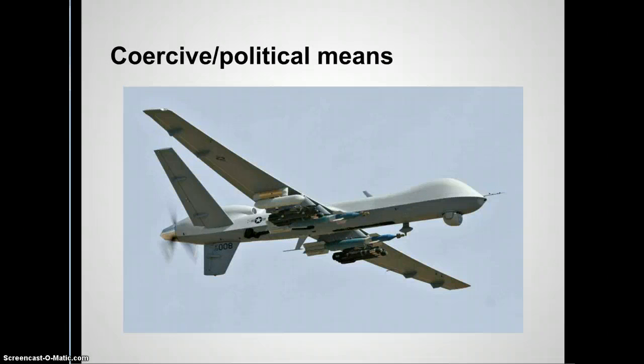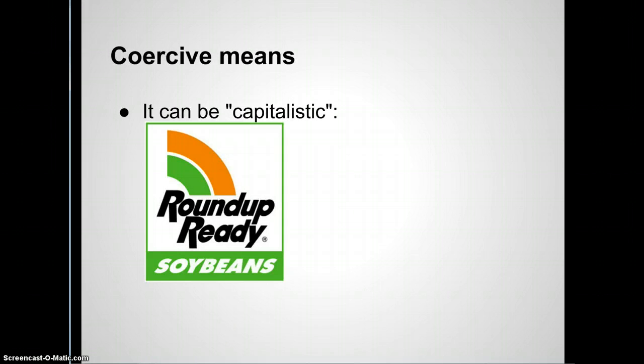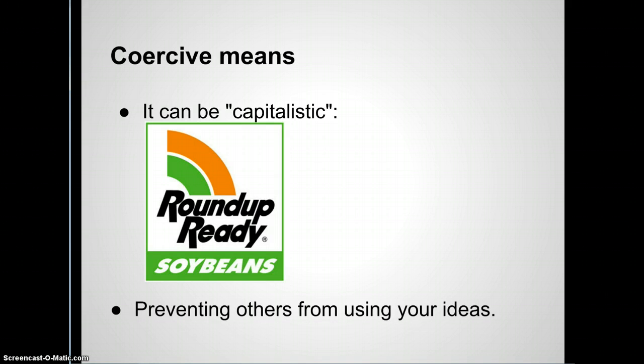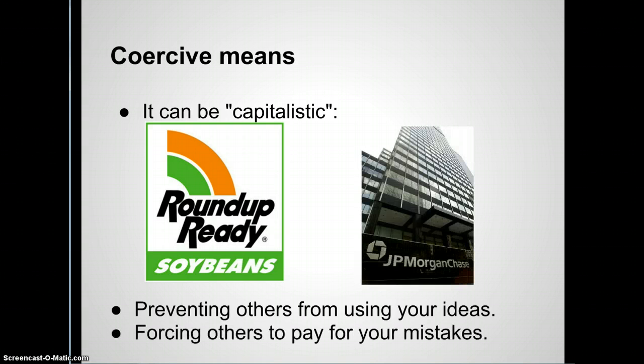Forcing other groups of people to do our will through aggression and force. That's the political means. The political or coercive means can be what some might call capitalistic, although that use of the term is debatable here. Monsanto prevents others from using their ideas, the genes that they create, through patent law, forcing their way. Or maybe you're a big bank that lost lots of money through risky investments, and you're forcing taxpayers to pay for your mistakes.